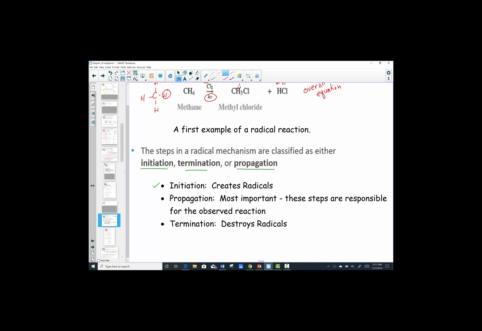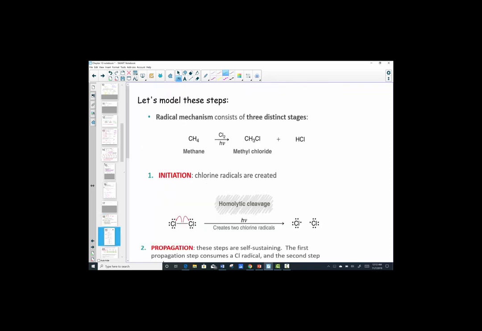Initiation creates the radicals. We then propagate, which is the most important step, and these steps are responsible for the observed reaction. They're the reactants turning to desired products, and once those desired products are achieved, we need to terminate the reaction, and that means to just destroy the radicals to stop the propagation process. So with those in mind, let's begin examining the mechanisms for the chlorination of methane.